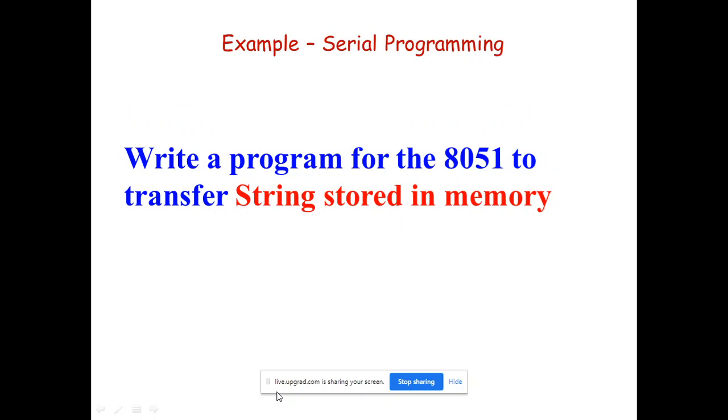Now third program. In the third program, write a program for 8051 to transfer a string stored in the memory. Now my problem statement is I want to transfer a string which is already stored into the memory. I will take the string from the memory and I want to transfer it serially. Okay, again I am doing the same action, that is transferring out.